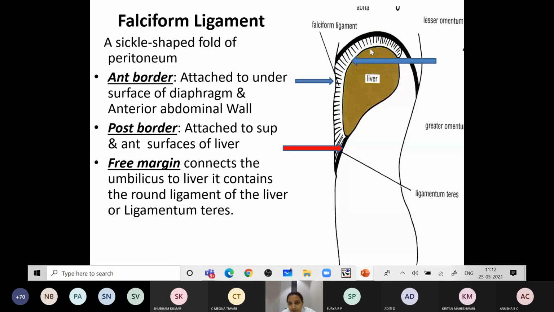This is the posterior border. This white serrated thing is the falciform ligament. The posterior border is attached to the superior surface and the anterior surface of the liver. The free margin present below connects the umbilicus to the inferior margin of the liver. This free margin contains the ligamentum teres hepatis, which is nothing but the remnant of the obliterated left umbilical artery.